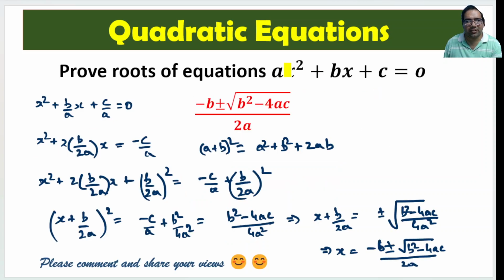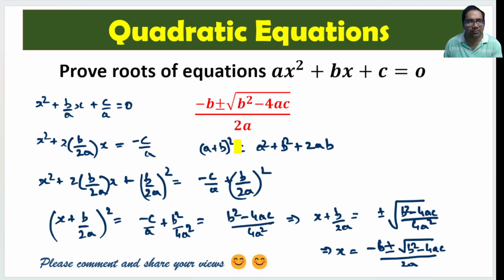Now let's convert this into a perfect square. How do we convert? First simplify. Let's divide everything by a. x² + (b/a)x + c/a = 0. We can transform this into this form. Now let's do one more thing. Let's multiply and divide the middle term by 2. x² + 2·(b/2a)·x = -c/a. We are just multiplying by 2 and dividing by 2.